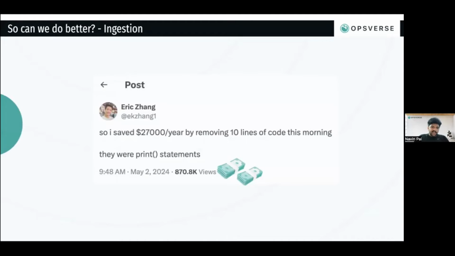So this is a very quick anecdote again from a tweet that I saw a few days back, where someone spoke about saving $27,000 a year by removing 10 lines of code, and they were all print statements. And one thing to quickly note is that not just our print statements, when you bring it into your observability system, they're mostly wasted, right? Because no one's really looking at your debugging statements that engineers have introduced.